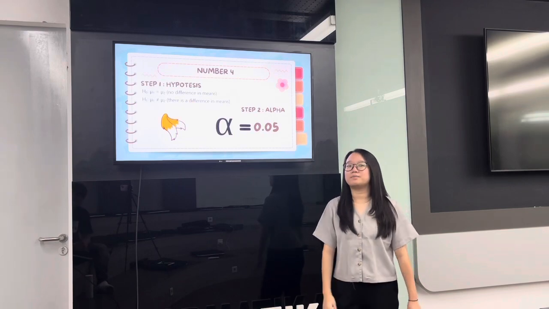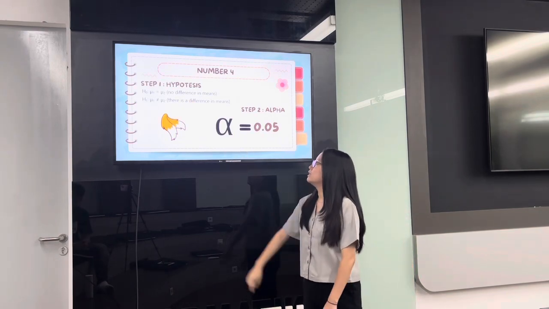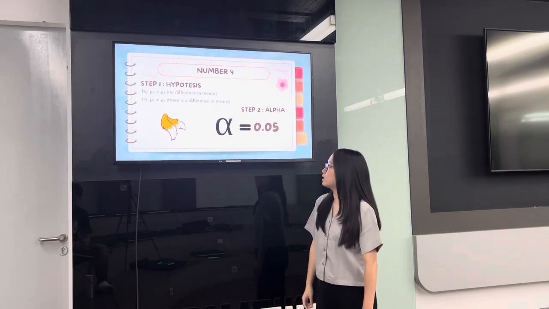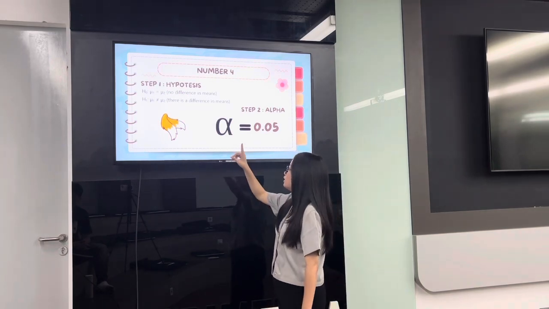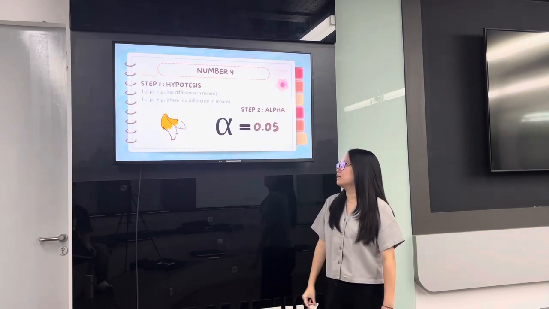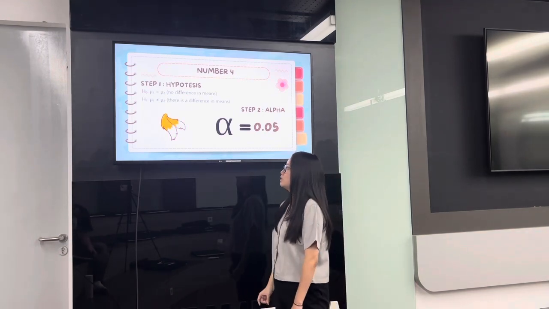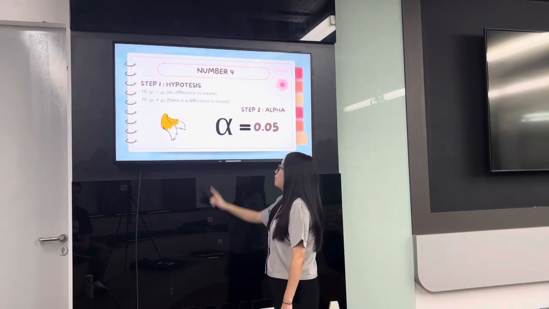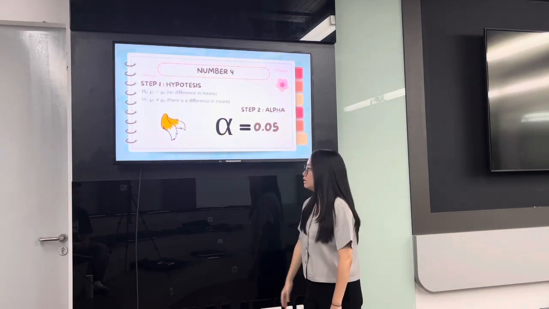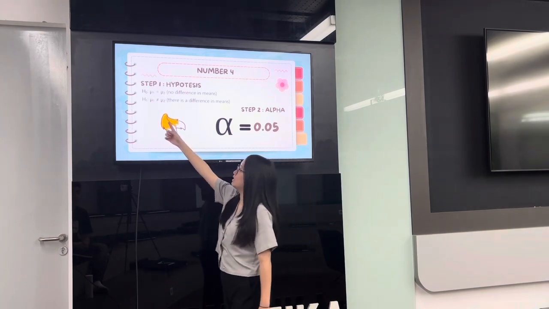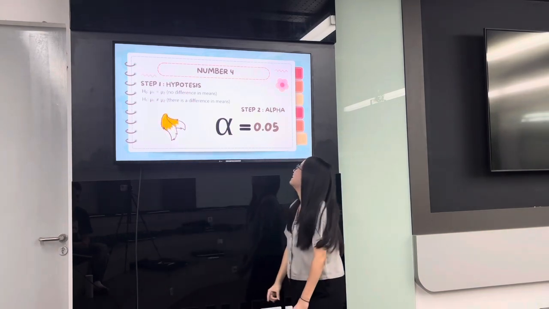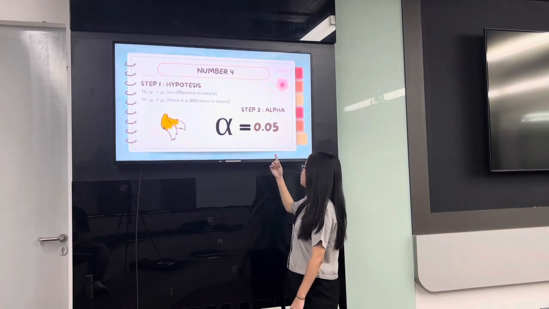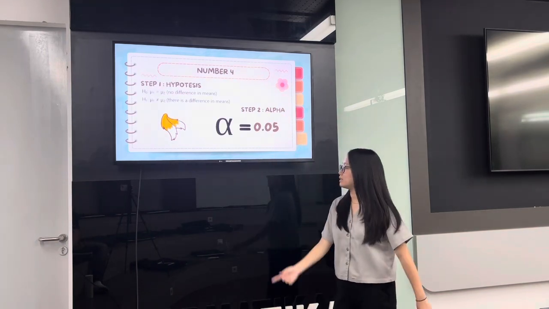So the first step is declare the hypothesis. The null hypothesis is mu1 equal to mu2. There is no difference in math. The alternate hypothesis is mu1 unequal to mu2. There is a difference in math. So this is two-tailed. And step 2 is alpha. Alpha is 0.05 based on that question.